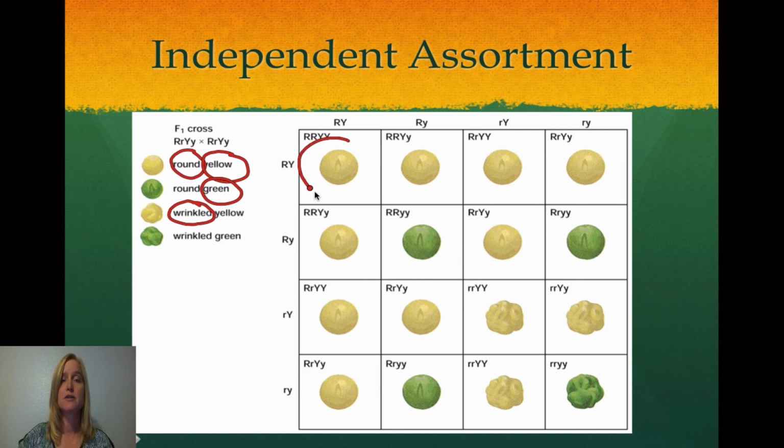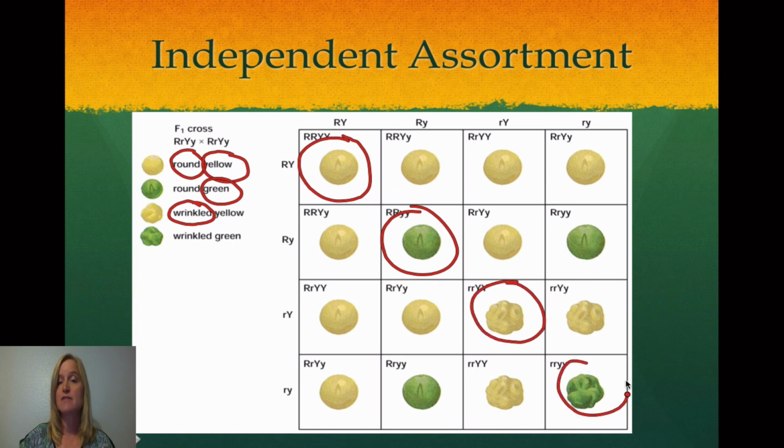So here you could have a yellow seed that was round, but you could also have a green seed that was round. You could have a yellow seed that was wrinkled, but you could also have a green seed that was wrinkled. So you could get any one of those possibilities. They were not connected to where you had to get a round yellow seed.